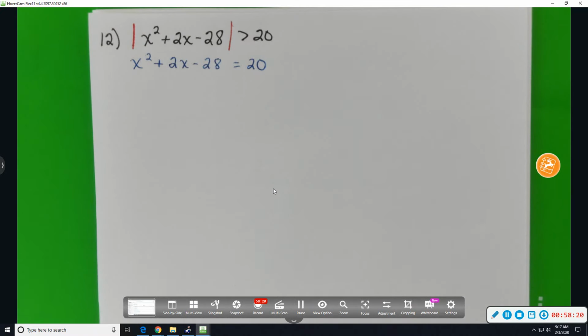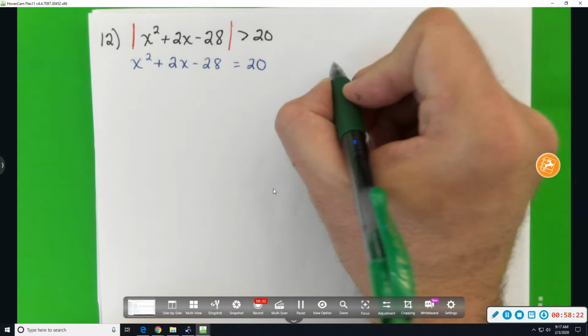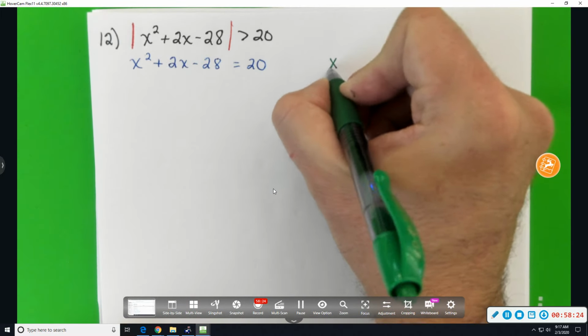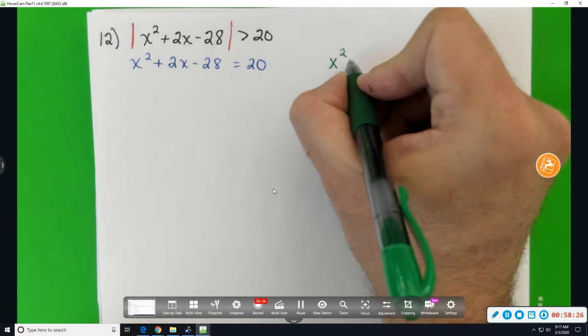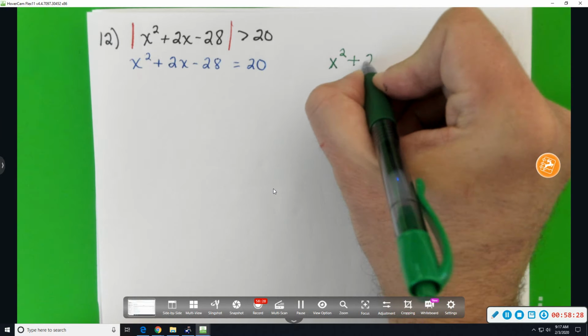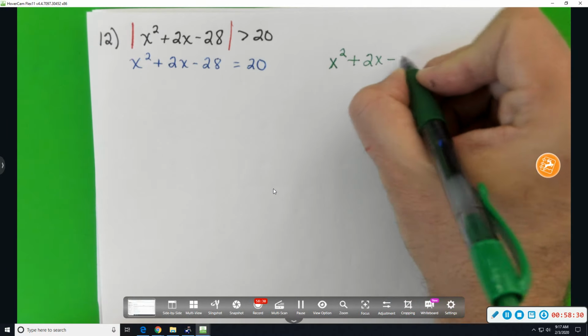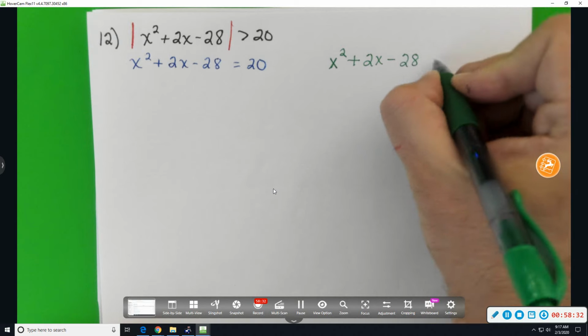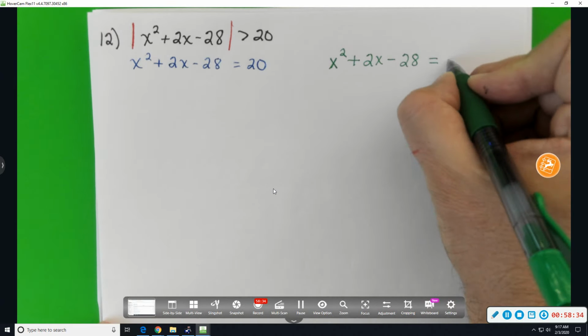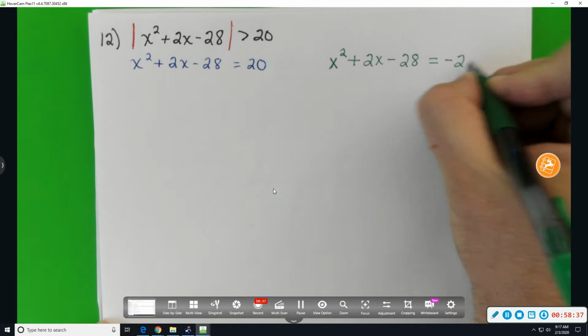And can y'all see this green, or does it not show up? X squared plus 2x minus 28 equals, what am I about to write here? Negative 20.